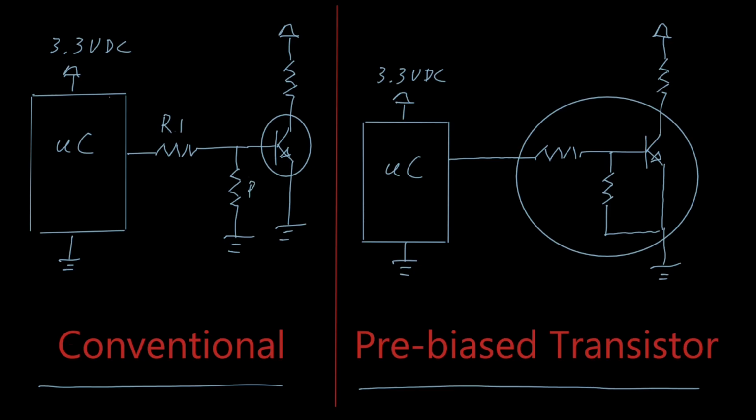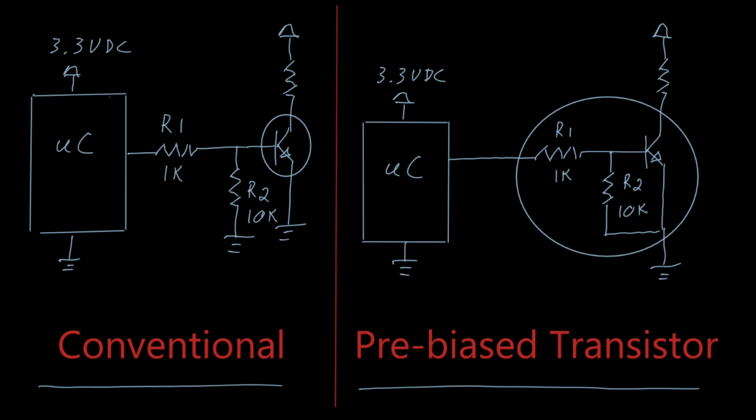We have an R2, which operates as a shutdown resistor, so that if for some reason the microcontroller is in a high impedance output, the transistor will be sure to turn off. Some typical values are 1K for R1 and maybe 10K for R2. The pre-biased transistor is almost identical. We still have an R1, we still have an R2, we can have values such as 1K and 10K.